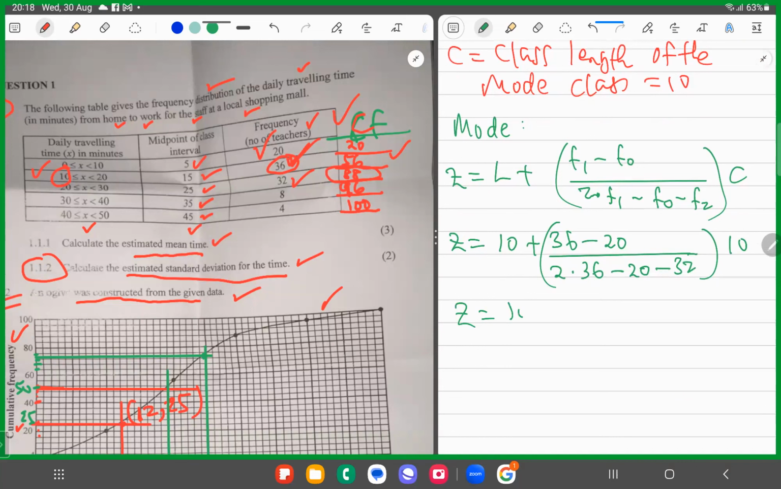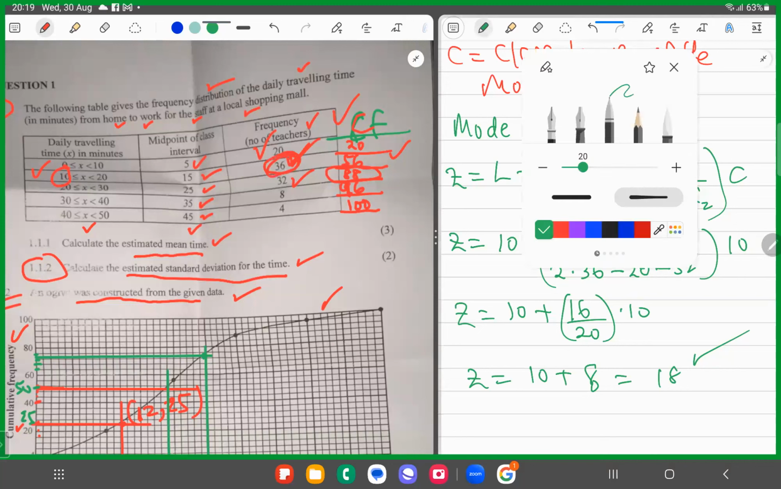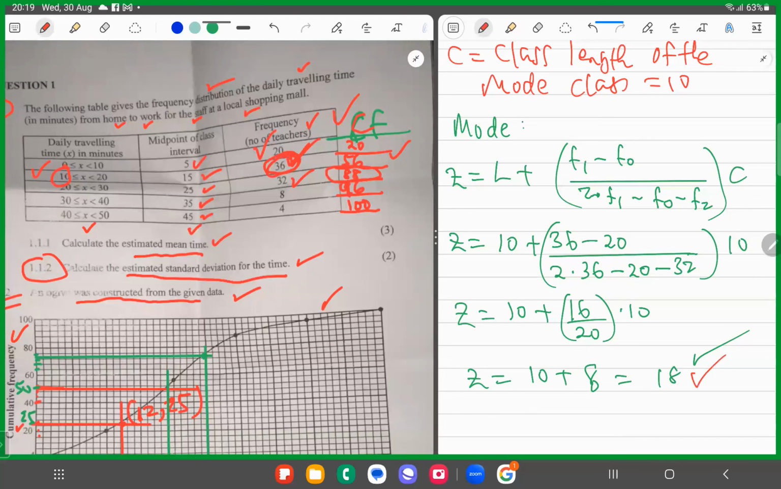So this then is 10 plus 16 out of 20. Z equals 10 plus 8, and this is 18. It therefore means that the mode is 18 and it occurs in the class that has the highest frequency. So the mode is 18. Just note that. The mode is 18.